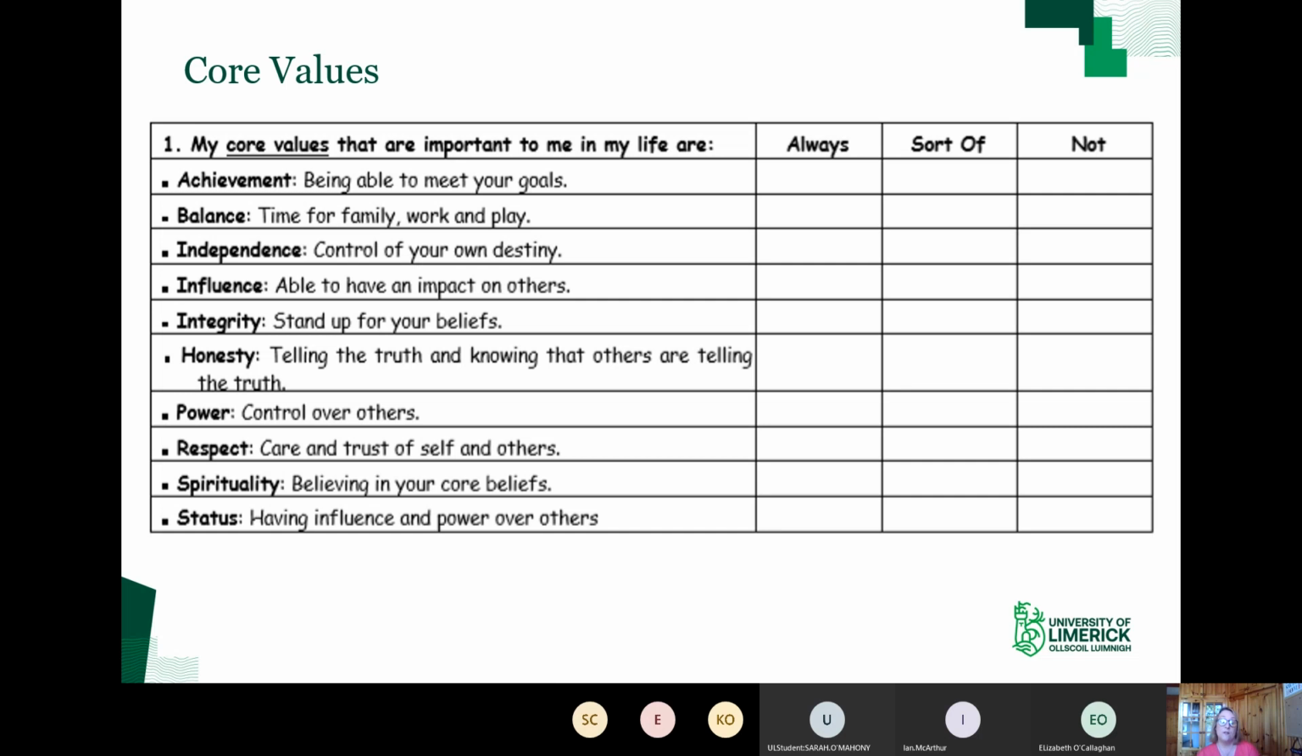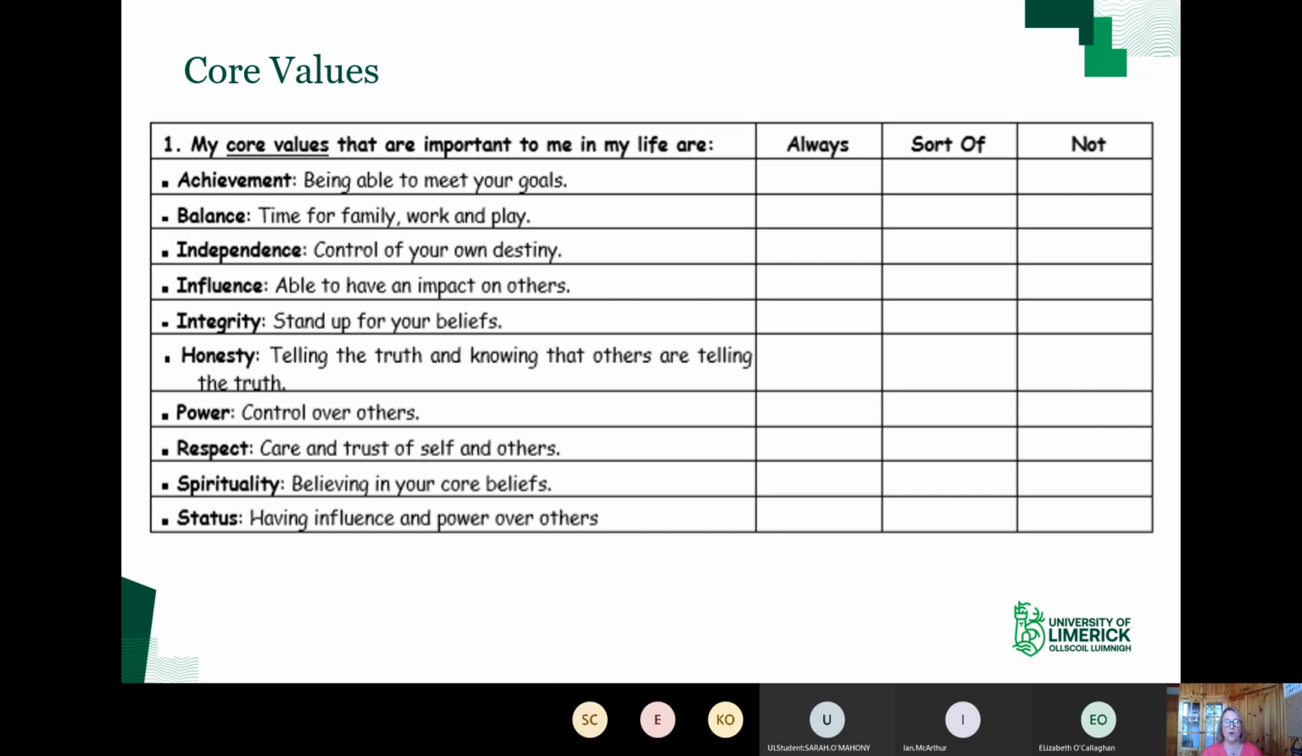And just to say, obviously you can take all of these and divide them into 3 categories, but if they're all always important to you, that's also fine. So there's no limit in terms of the number of values that you can tick as always being important to you. So we might just move on.